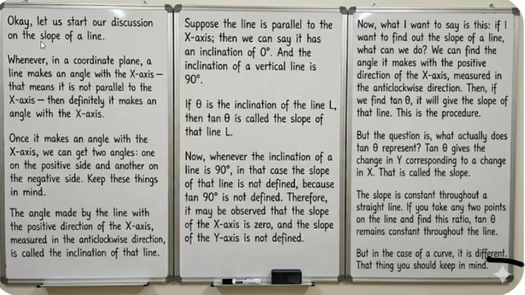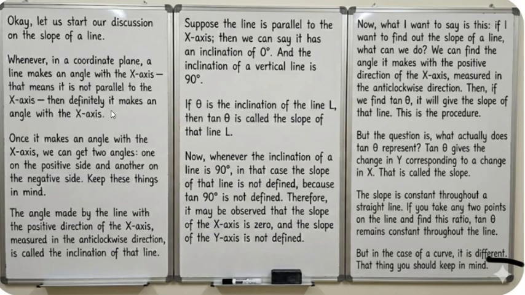Before going to the study of asymptotes, we should have some basic idea about the slope of the line. Therefore, we need to study the slope of the line. Suppose we have a coordinate plane. There is an x-axis and a y-axis. We can say there are four quadrants: first, second, third, and fourth.